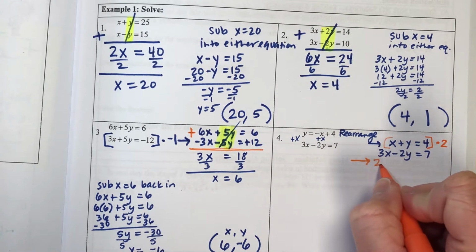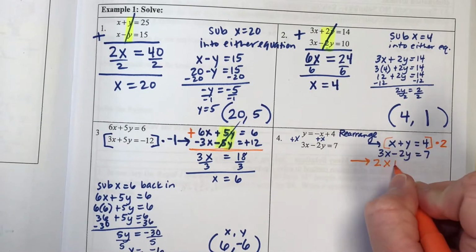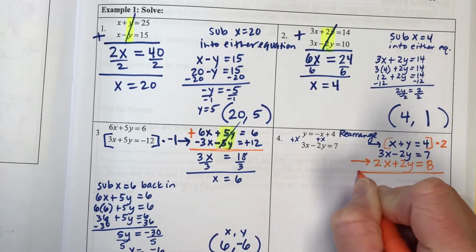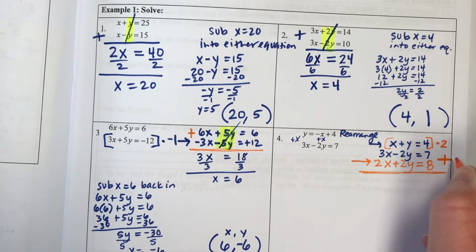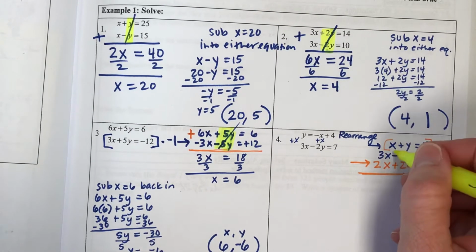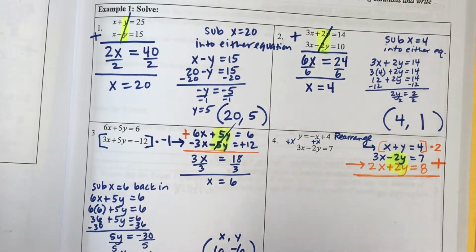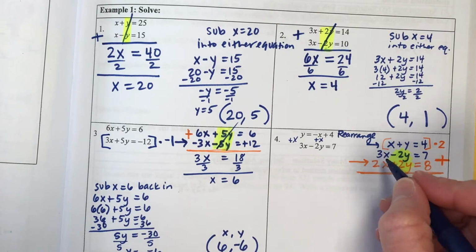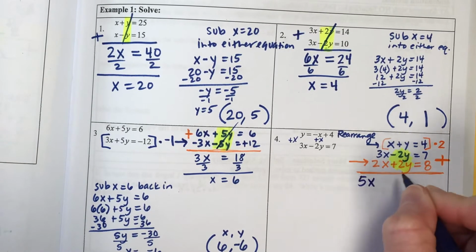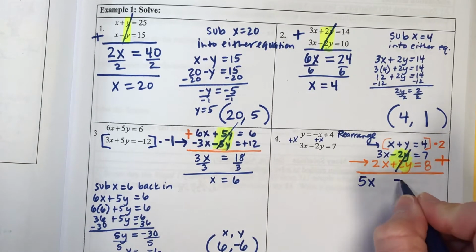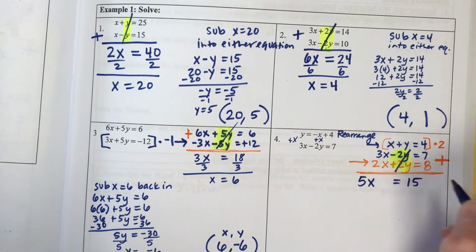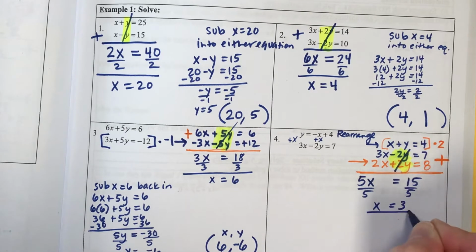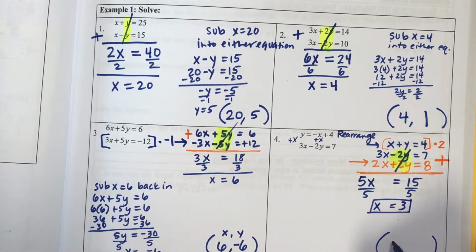2 times x is 2x, 2 times y is 2y, and 2 times 4 is 8. Now, if I combine my functions together, my y's actually will cancel, because they are now opposite signs, so I can combine it with the other equation that we had. So 3x plus 2x is a total of 5x. My y's are eliminated, and 7 plus 8 is 15. And if I multiply 5 times 3, I get 15, so that's my solution for x.